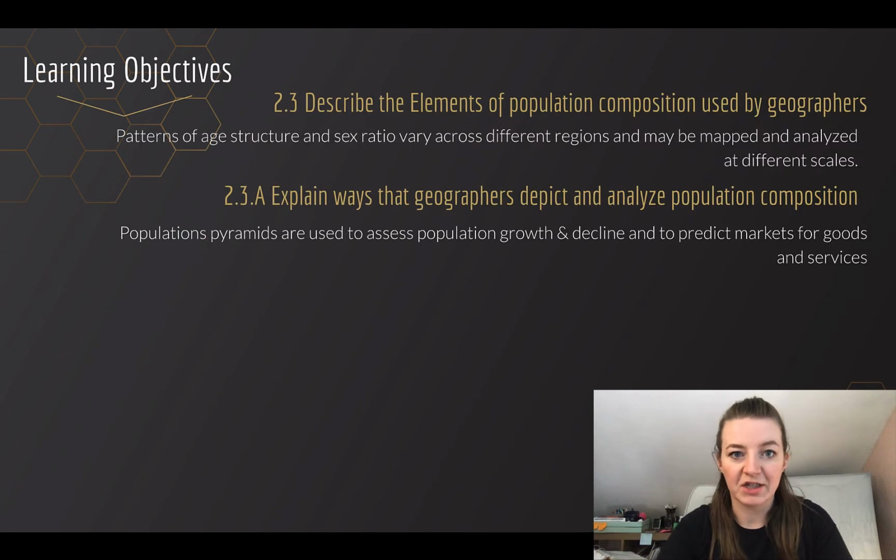So our learning objectives for today are to describe the elements of population composition used by geographers, particularly looking at age structure and sex ratio. And we want to be able to explain the ways that geographers depict and analyze population composition.